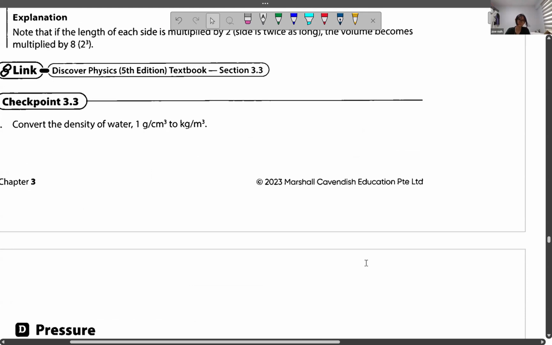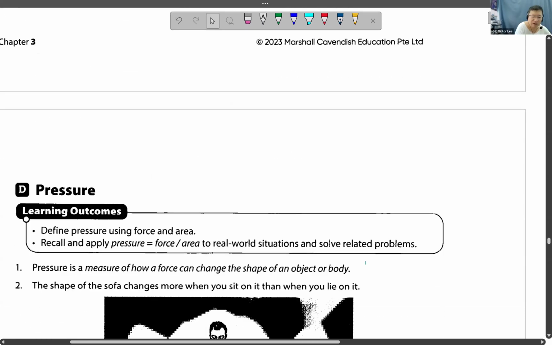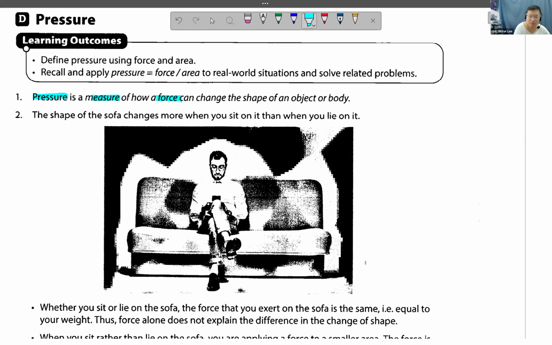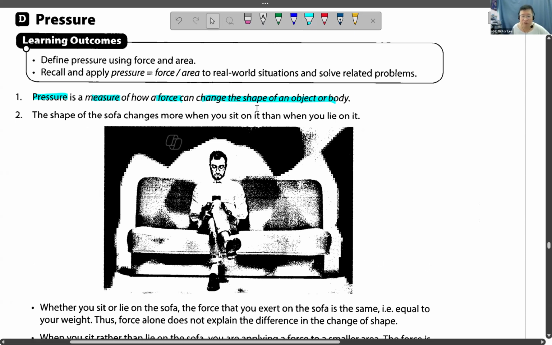All right, come to pressure already. Pressure. Okay, pressure. What's the pressure? Measure of the force can change the shape. Wait, this is not a definition. Yeah, sorry, how a force can change the shape? Okay, no, it's not. This is not definition.